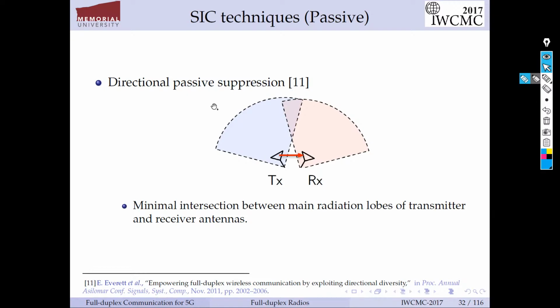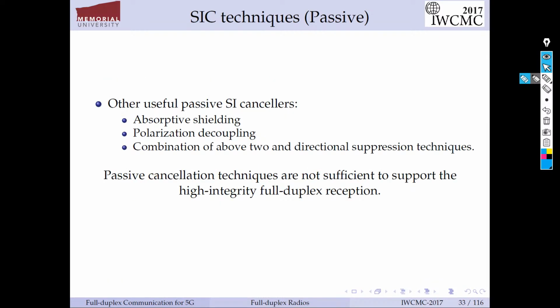Another example is directional passive suppression, which I just mentioned briefly at the beginning, where you can use extremely directional antennas to localize your signal and make sure the interference between the transmit side and receive side is minimal. You can do that by achieving minimal intersection between main radiation lobes of transmitter and receiver antennas. Other useful passive self-interference cancellers include absorptive shielding, polarization decoupling, a combination of the above two, and directional suppression techniques. These are other examples of passive self-interference cancelling techniques.